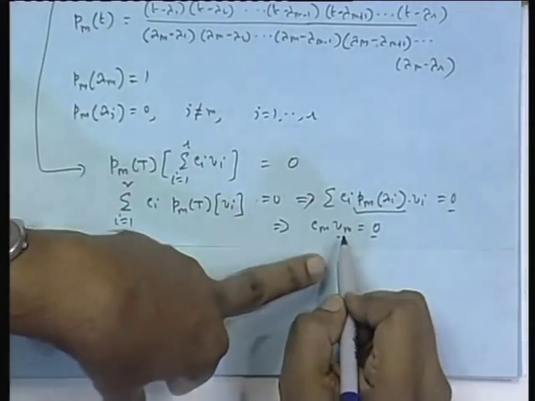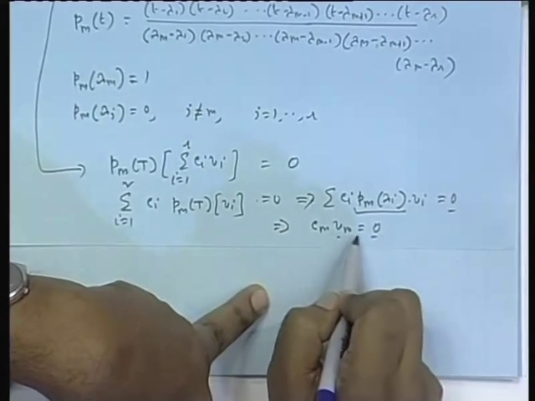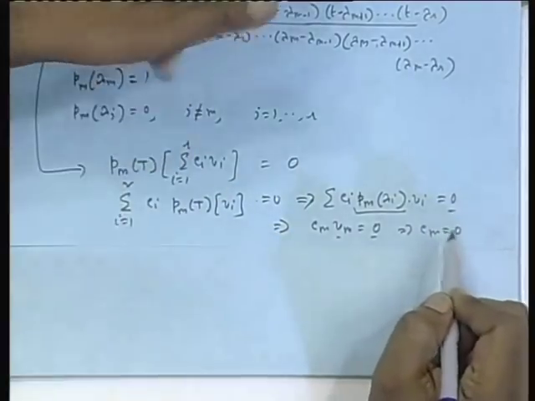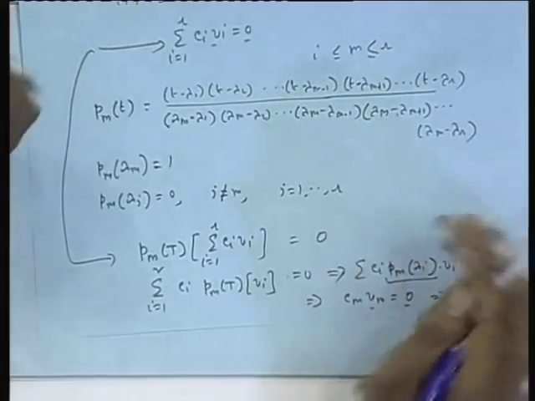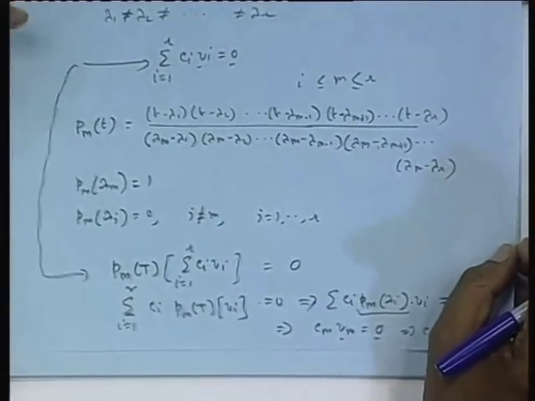So, either v m equals 0 or c m is 0, but v m is an eigenvector, by definition v m cannot be 0. That means c m is 0, and m you take as 1, 2, up to r. So, each coefficient is 0, which proves that eigenvectors belonging to distinct eigenvalues are linearly independent.